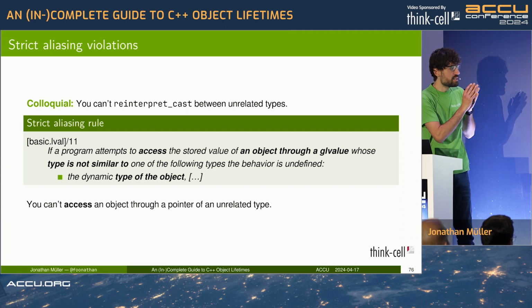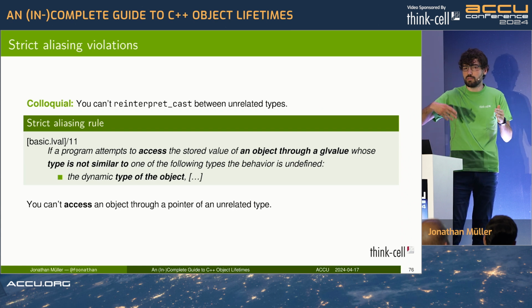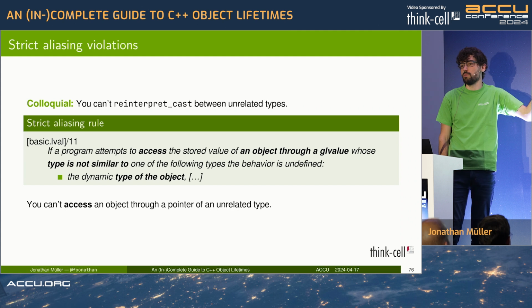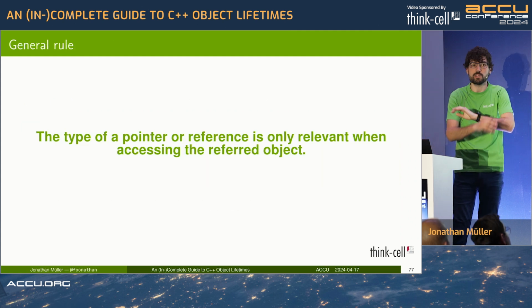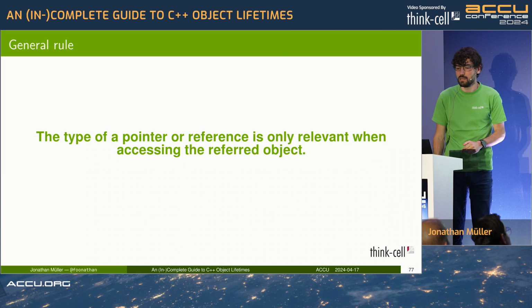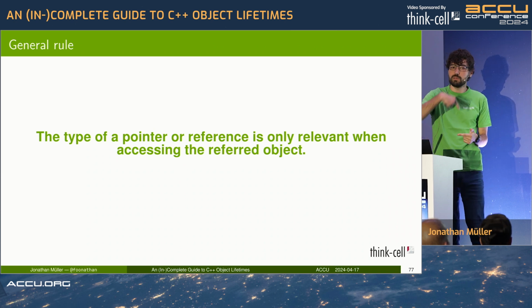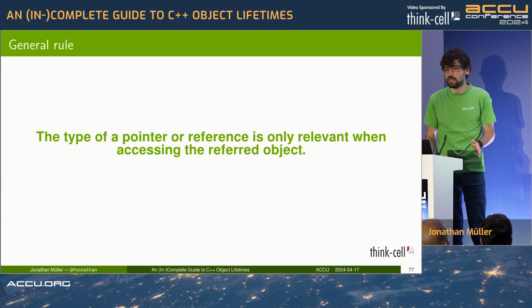So you can't access an object through a pointer of the wrong type. In the previous slide, we've got an int object. We're accessing it through a pointer to float. This violates this rule. But merely having the pointer is fine. The type of a pointer or reference is irrelevant until we access it. We can freely reinterpret cast between pointers as much as we want, but as soon as we dereference, they need to have the correct type. Otherwise, the type is entirely irrelevant.